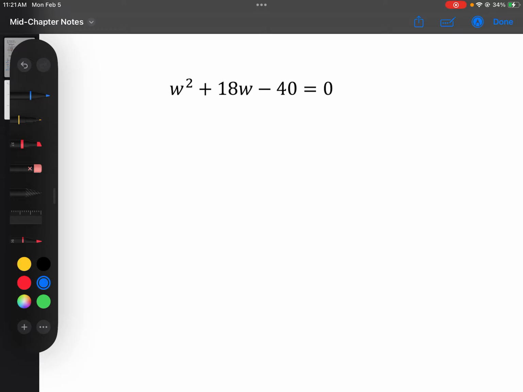I can tell this is a fast method problem because there is nothing in front of the w squared, or you can think of it as the a value is equal to 1. When you have nothing in front or your a value is 1, you're going to multiply the first number by the last. Now, I should back up. I did forget one thing. You do need to check to make sure that this equation is equal to 0, which this one is, which is why I can just jump right into factoring. So I multiply 1 times negative 40, that's negative 40.